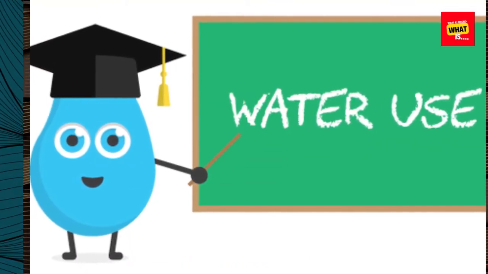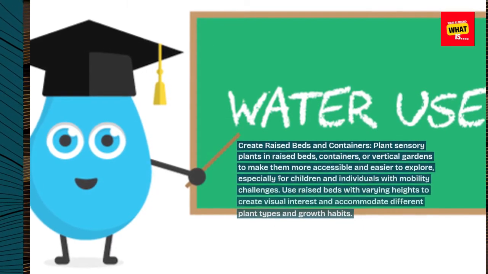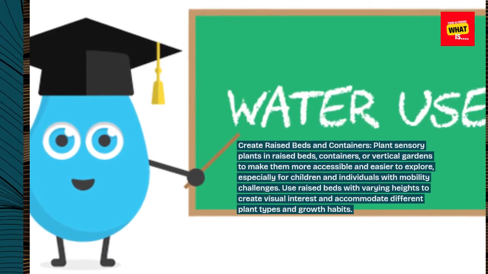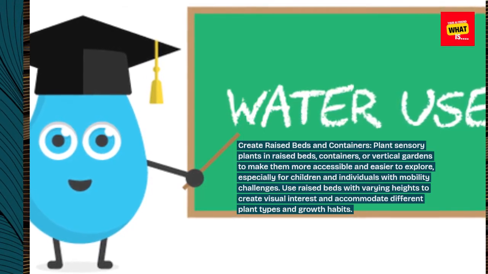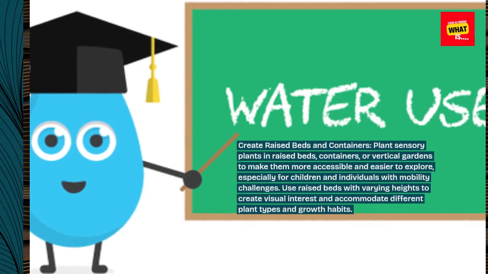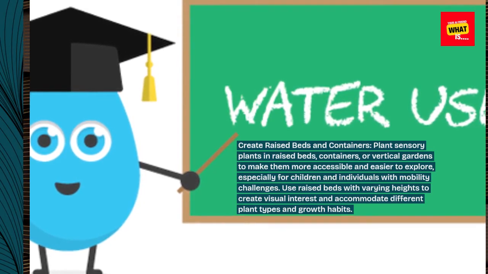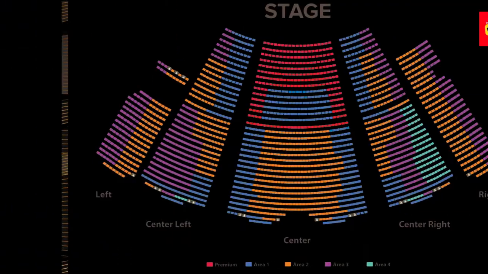Create raised beds and containers. Plant sensory plants in raised beds, containers, or vertical gardens to make them more accessible and easier to explore, especially for children and individuals with mobility challenges. Use raised beds with varying heights to create visual interest and accommodate different plant types and growth habits.